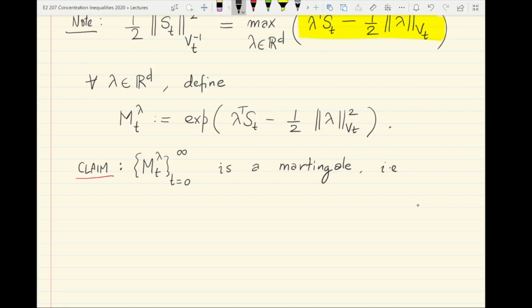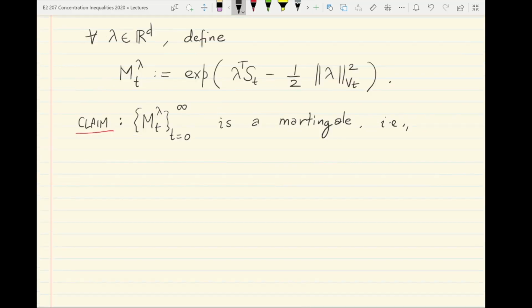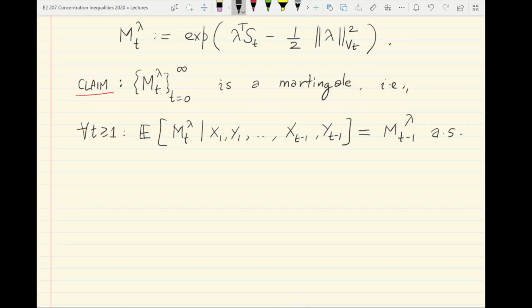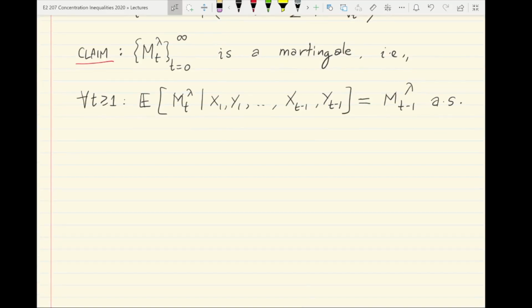More specifically, what we mean by this is that for any time t greater than or equal to 1, if you take the conditional expectation of M_t(lambda) given x_1, y_1, all the previous sensing decisions and the observed measurements, then this is equal to M_{t-1}(lambda) almost surely. Okay, so what is the proof of this claim?